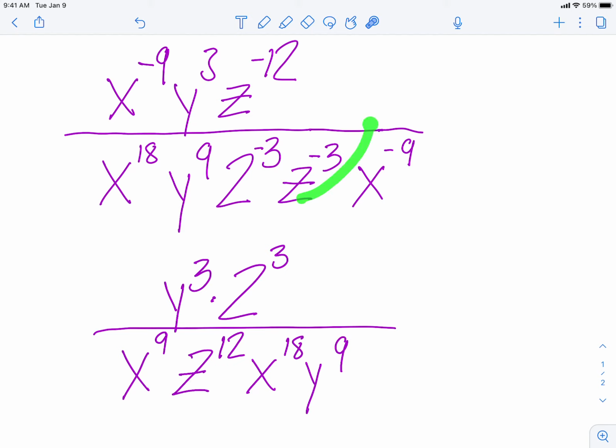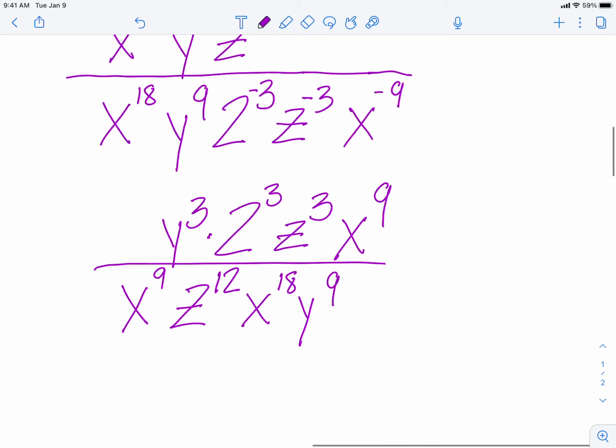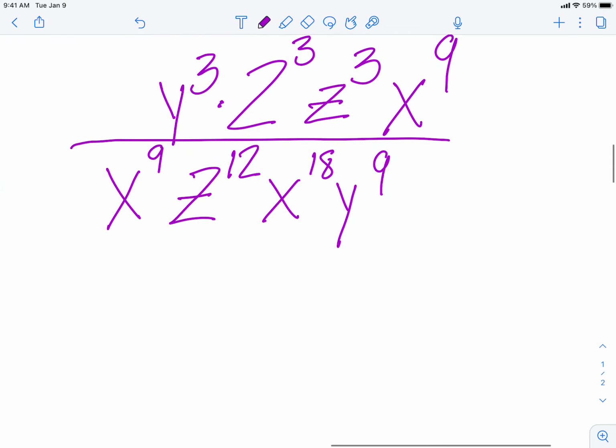Z to the negative 3 has to go up and become z to the positive 3. And x to the negative 9 has to go up and become x to the positive 9, just like that. All right? So now, let's start combining our things that go together and making them fractions.